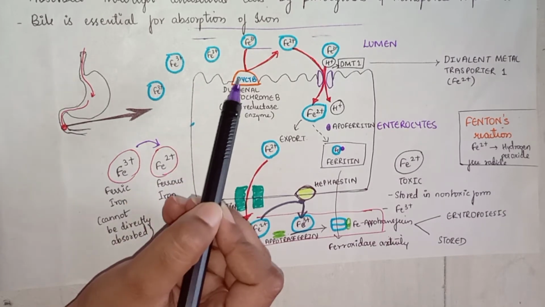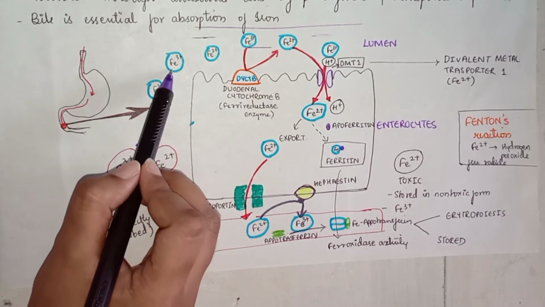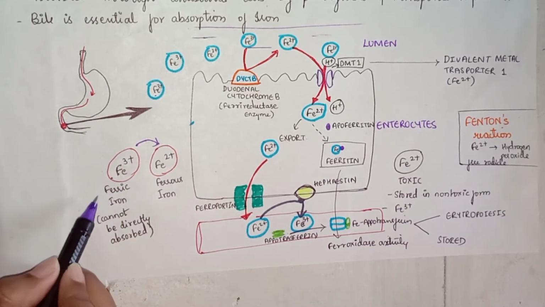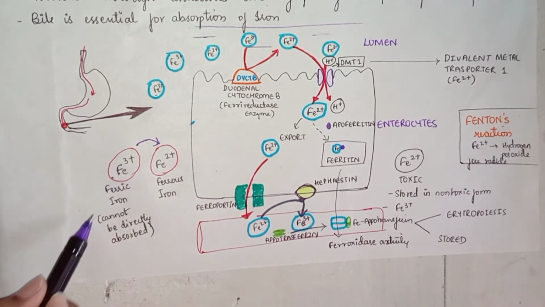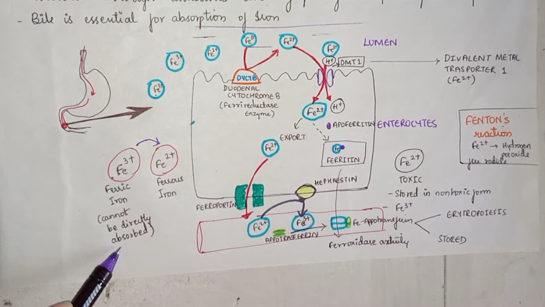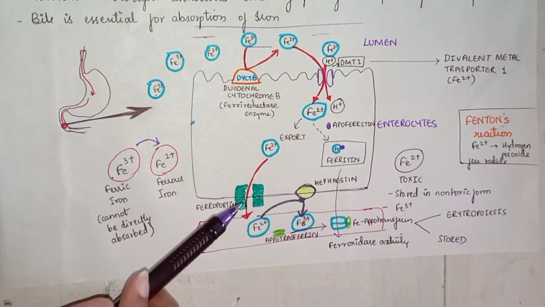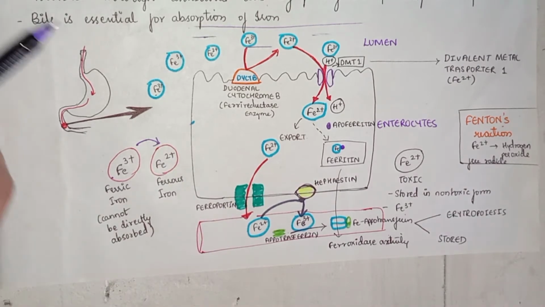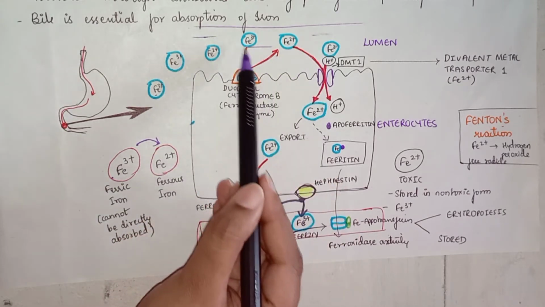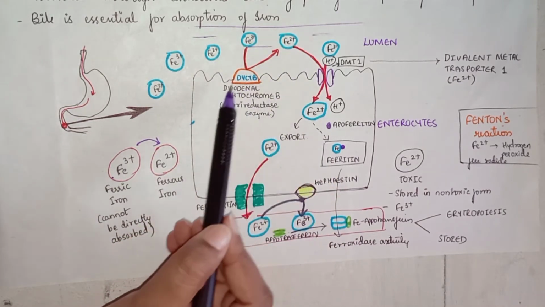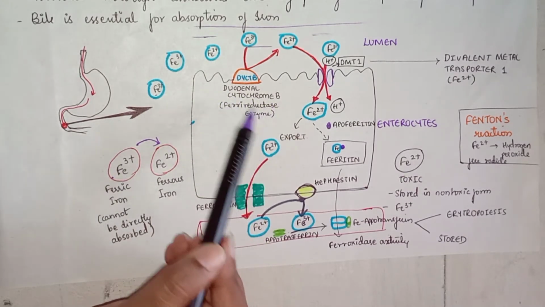Iron is present in two forms, Fe3 plus and Fe2 plus. Both come to the duodenum. Fe3 plus is a ferric ion, whereas Fe2 plus is a ferrous ion. Ferric ion cannot be directly absorbed, so it has to be transformed to Fe2 plus. Now, in the lumen of the intestine, both Fe3 plus and Fe2 plus forms are present. Fe3 plus is transformed to Fe2 plus by DCYTB, that is duodenal cytochrome B, a ferrireductase enzyme.